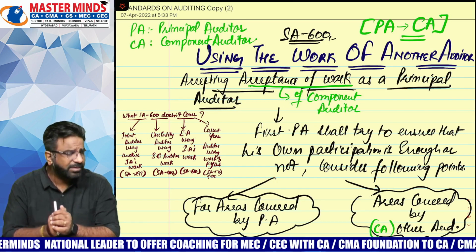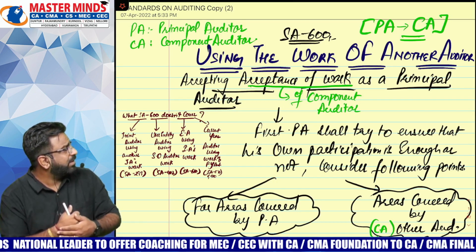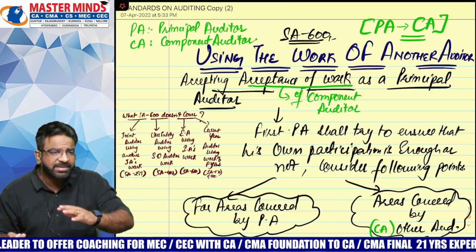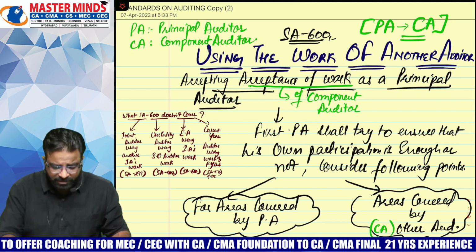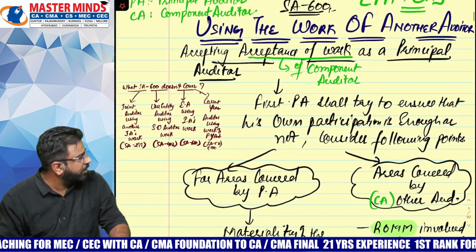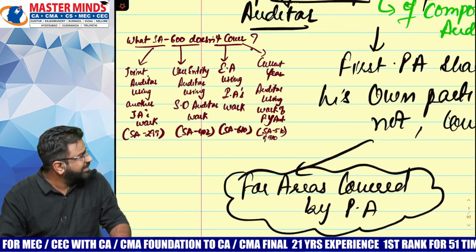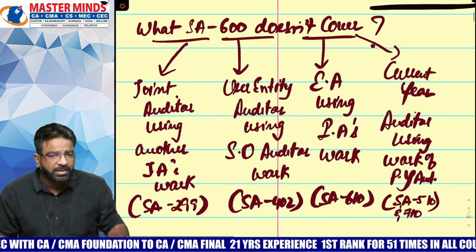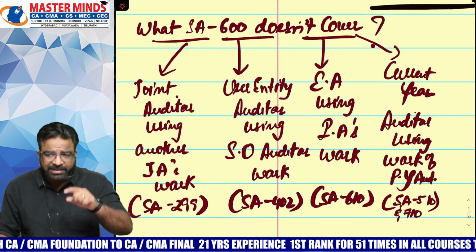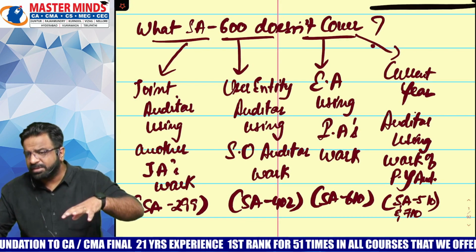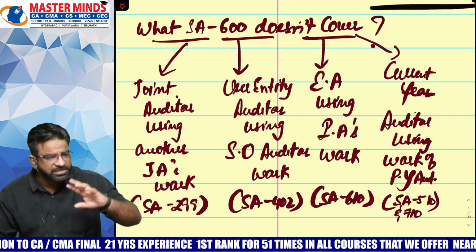Now let's understand first the 600, using the work of which auditor? Another auditor. Now see, it's a very simple thing. In the whole concept, we are going to use the words PA and CA. What is PA and CA? PA stands for principal auditor and CA stands for component auditor. Okay? Now, what does SA 600 not cover? Remember one thing, it covers the holding company using the work of subsidiary or associates' work. Am I correct? Principal using the work of component.